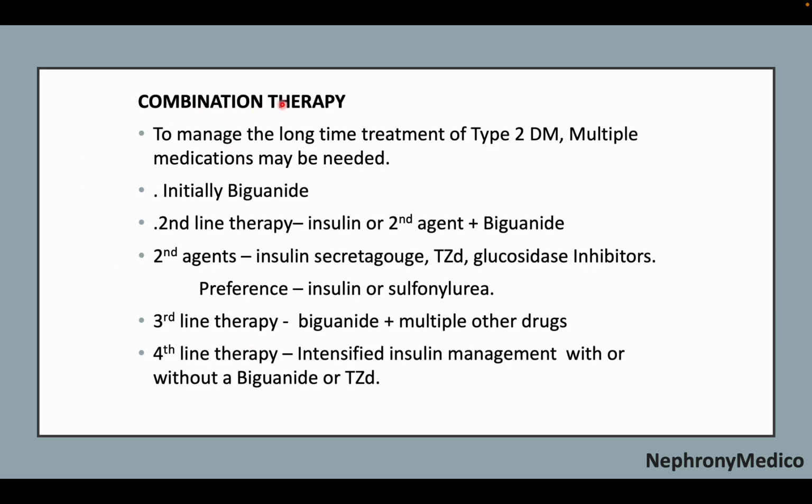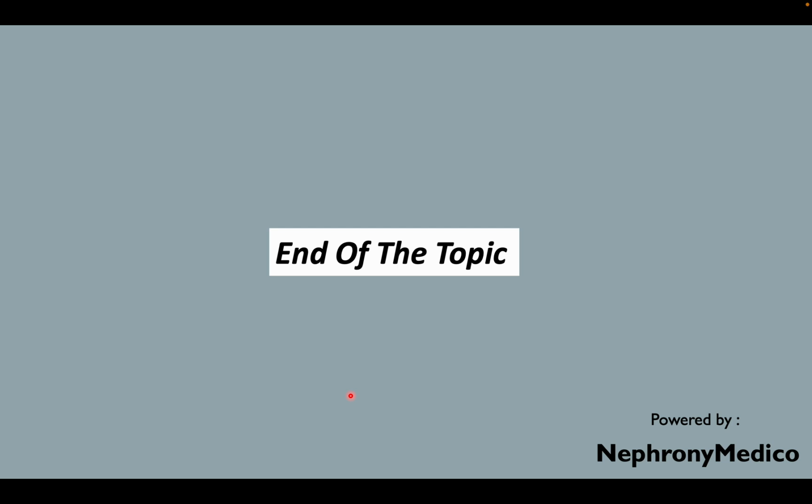Now, combination therapy. To manage the long-term treatment of type 2 diabetes, multiple medications may be indicated. Initially a biguanide, then second-line therapy includes insulin or a second agent with a biguanide, where second agents include insulin secretagogues and others. Third-line therapy may be a biguanide with multiple other drugs. Fourth-line therapy may be intensified insulin management with or without a biguanide or others. End of the topic.